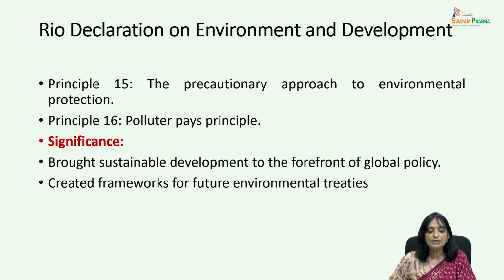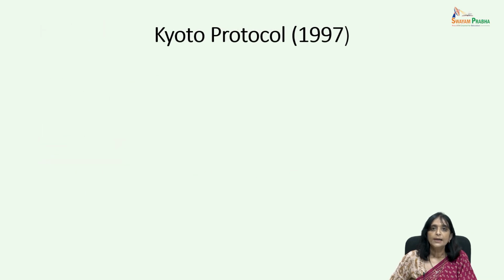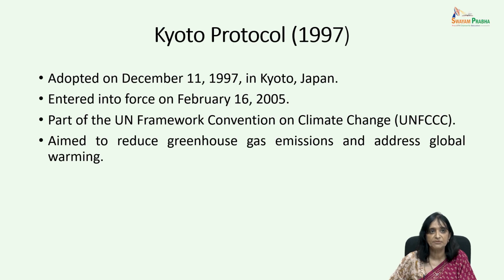What is the significance of the Rio Declaration? It brought sustainable development to the forefront of global policy, and it also created a framework for future environmental treaties. Now, the next thing which we will be talking about is the Kyoto Protocol, which was in 1997.